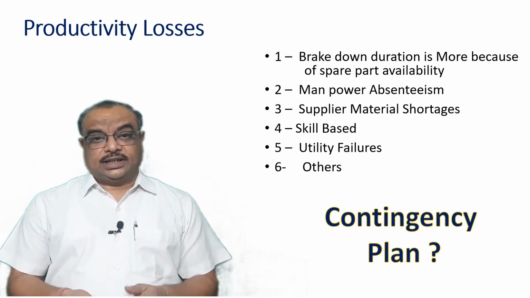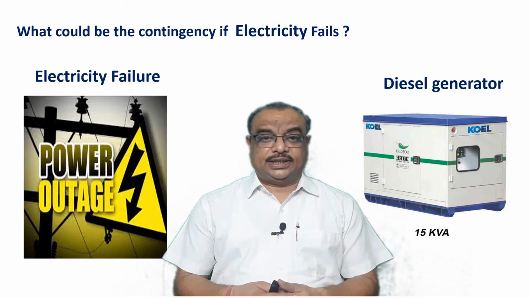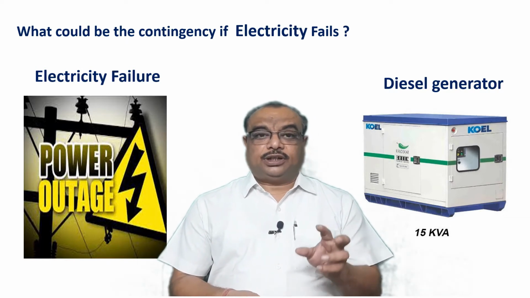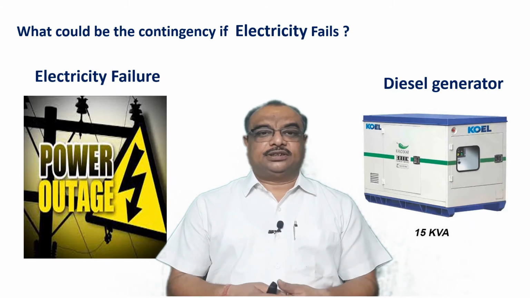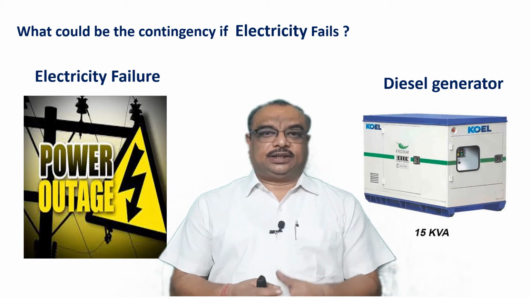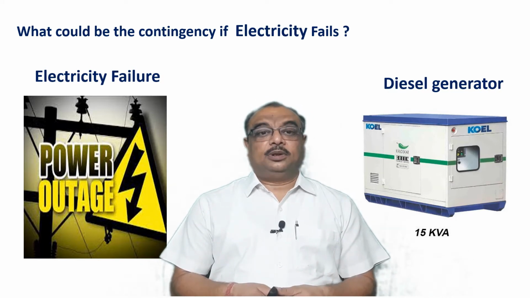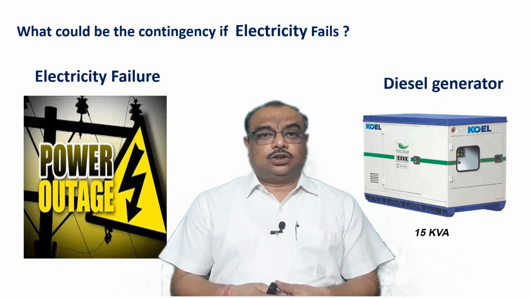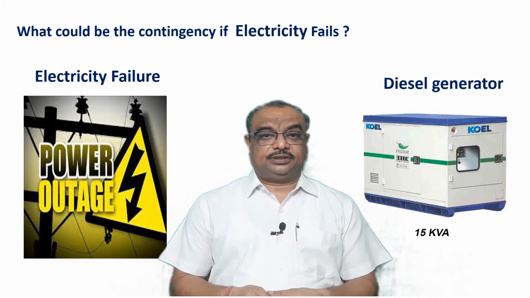Now, we will understand what a contingency is. This is one of the situations which I identified in this particular slide: for electricity failure, what could be the contingency? Most of the answers are a DG set. We can use the DG set when electricity fails. But what is important is whether this contingency is good for the organization or not. So let us understand this contingency.